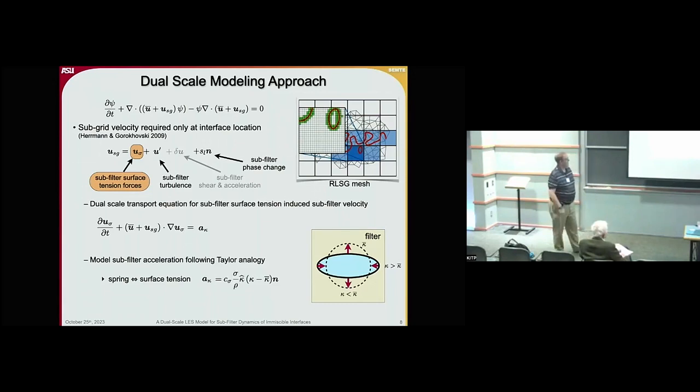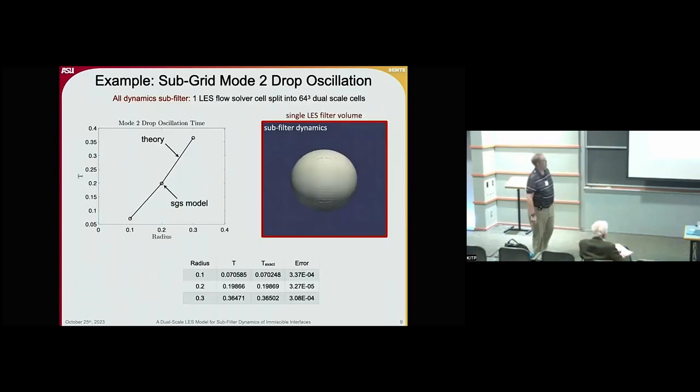And then the spring constant scales with the surface tension coefficient and the filtered curvature as well. So that's my spring acceleration, and then the damper is due to viscous forces proportional to this subfilter surface tension velocity, and with scaling arguments you get the viscosity here and the length scale squared. Okay, so how does that work?